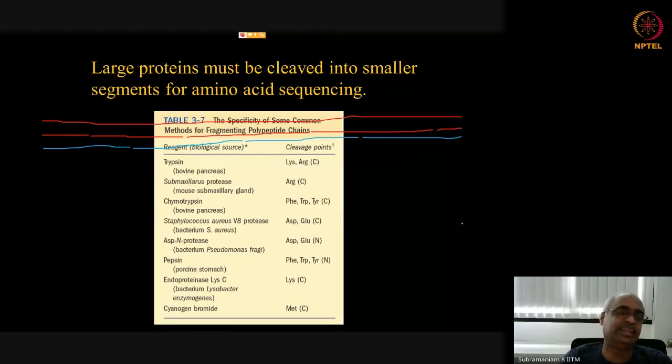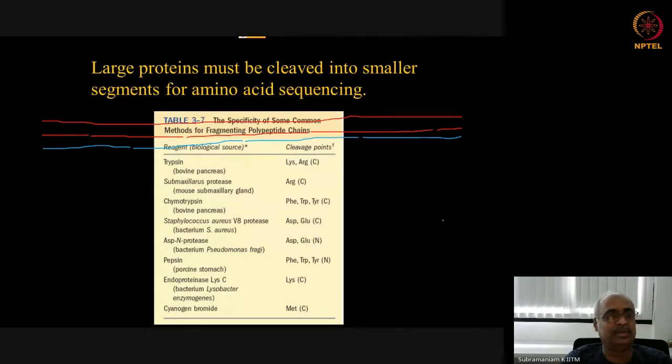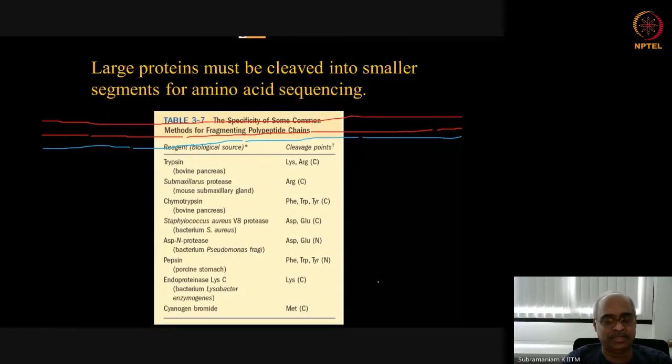So by generating these overlapping peptides, by using two different proteases, you get a mixture of overlapping peptides, and sequencing all of them eventually leads to getting the sequence of the entire polypeptide.